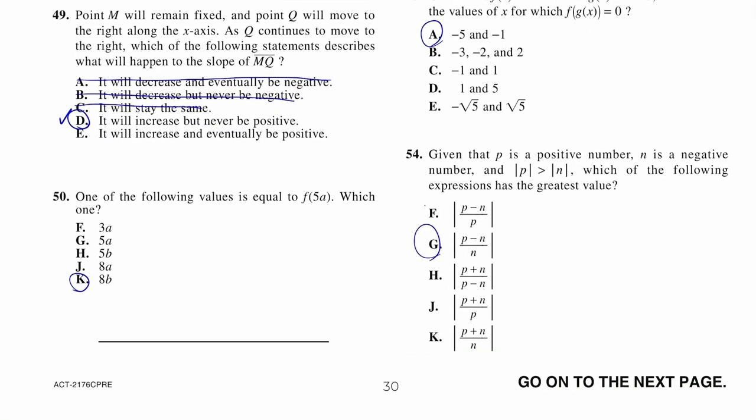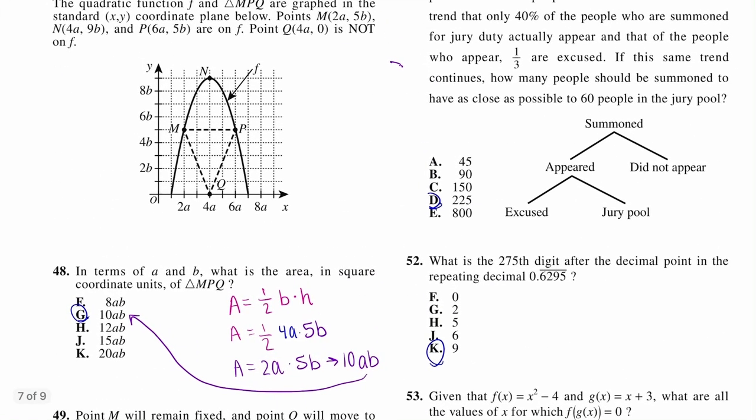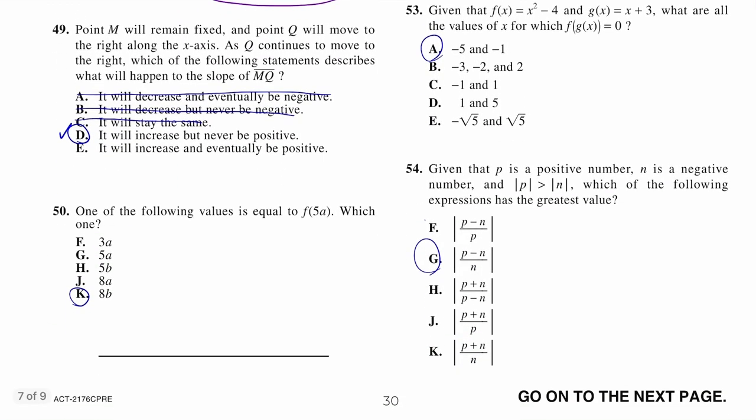What are the following values for f of 5a? Which one? So let's see where 5a is. Here's 5a. We want to see where that intercepts with our f here. So I'm just going to draw a line up. Oh, it's hitting the graph right here at 8b. So f of 5a is 8b.